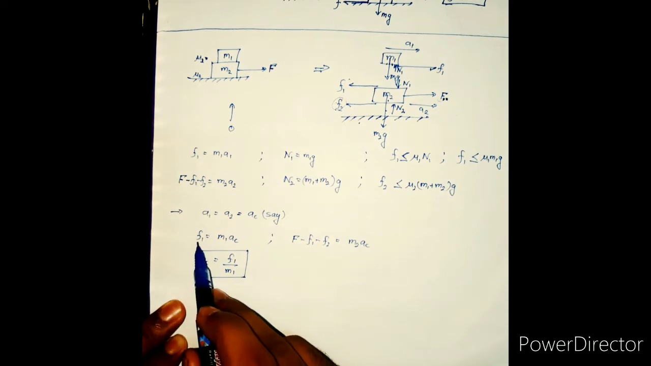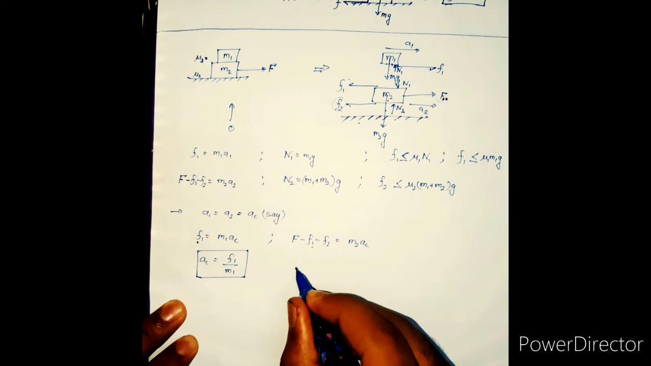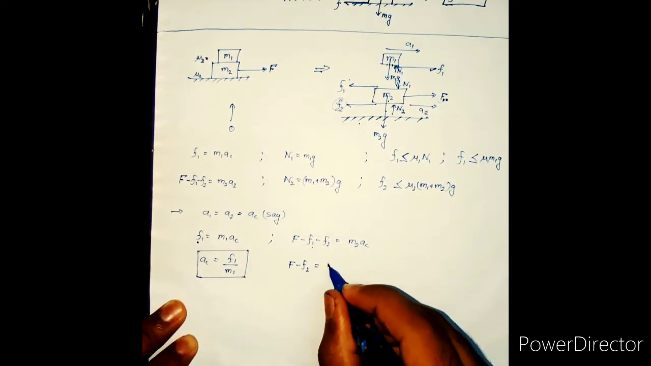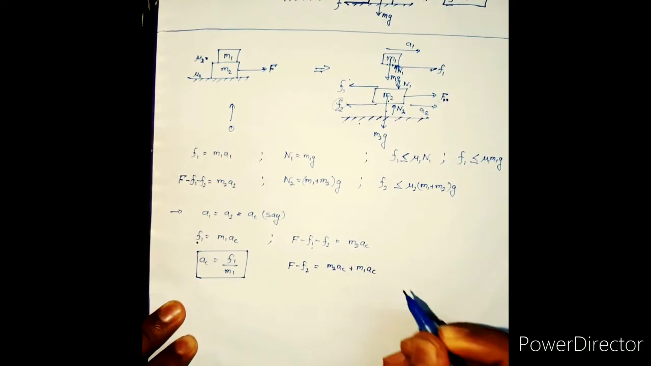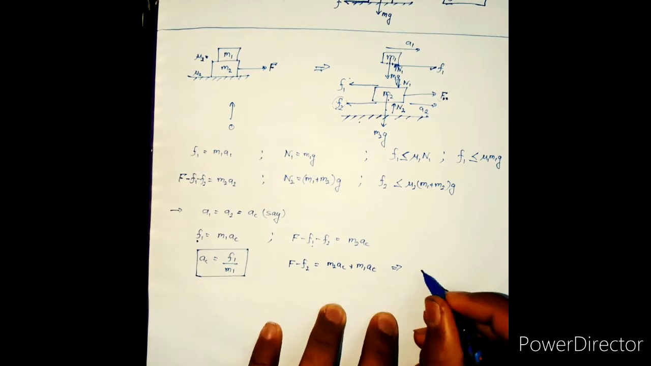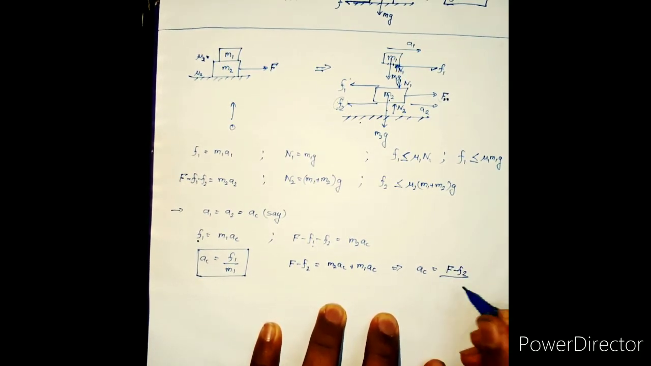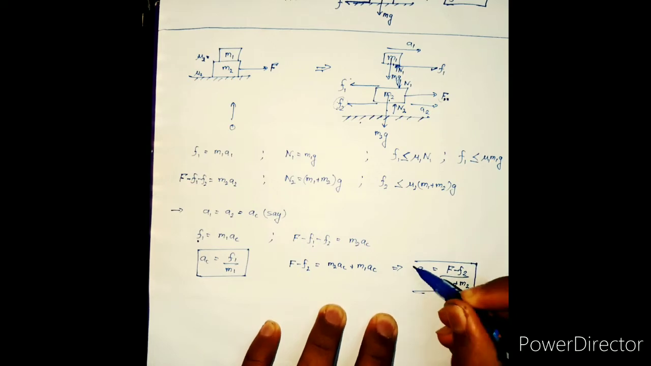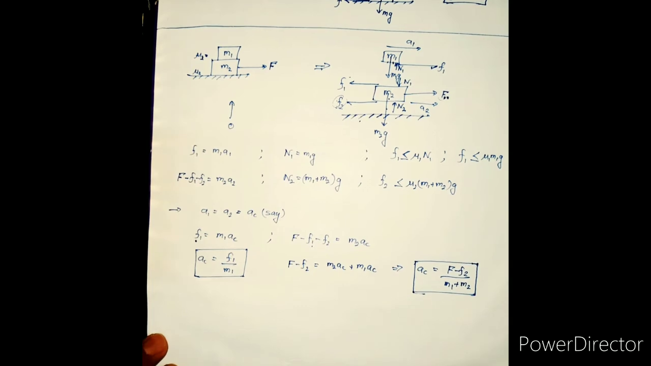Now I am replacing the value of F1 in this equation. What would happen? F minus F2 would be equal to M2 AC plus F1, and F1 is M1 AC, and we will get the equation for AC as F minus F2 by M1 plus M2. So these are the two equations for common acceleration in terms of F1 and F2, right?